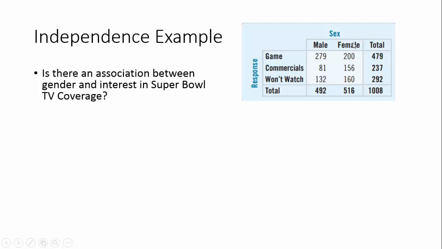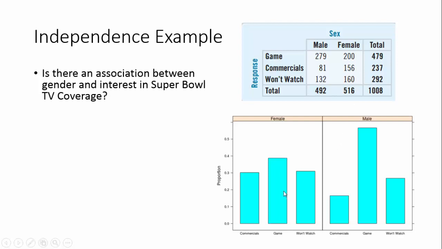And if your sex and your response are independent, then that distribution, the percentage of men who watch for the game, for the commercials, or won't watch, and this distribution, game, commercials, and won't watch for the women, would be the same. But are they? Well, let's make a picture, right? So here's a bar graph where I've now got two panels. I've got actually two bar graphs, right? Here's the female bar graph and the male bar graph.